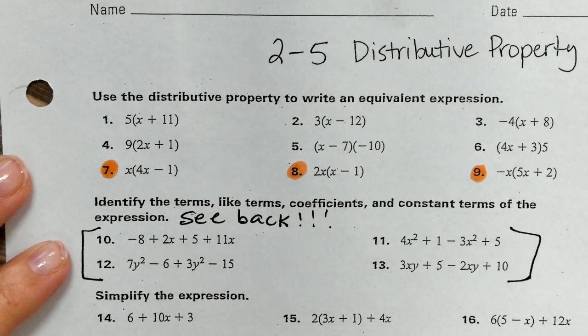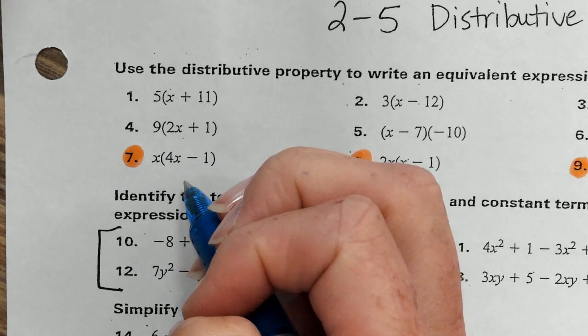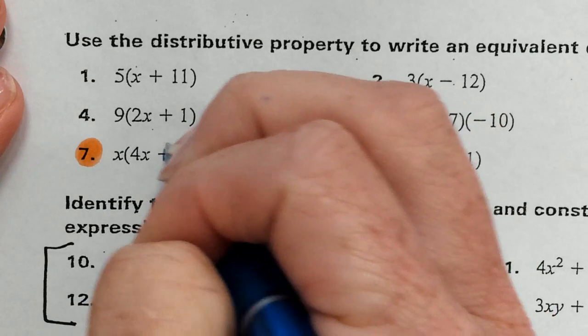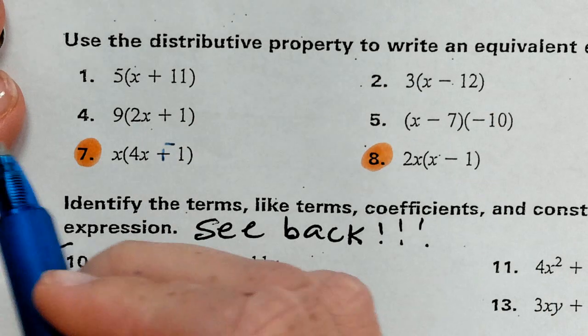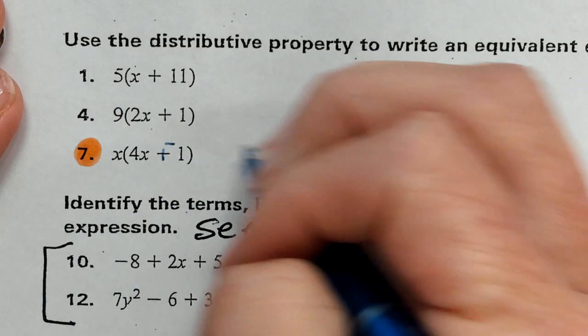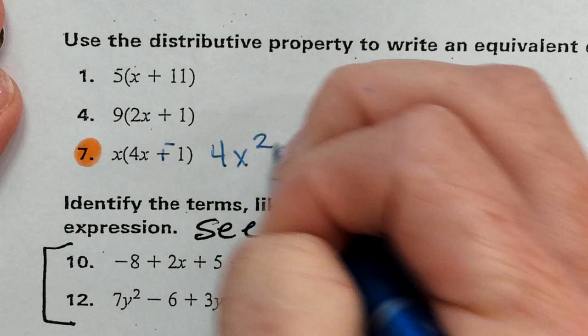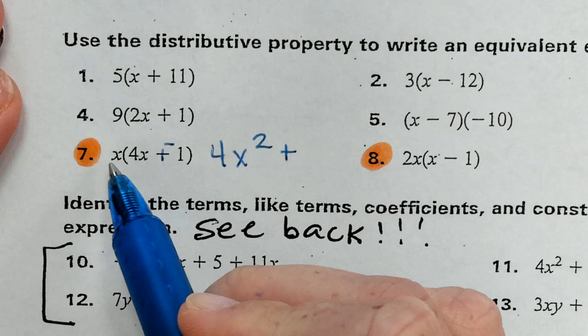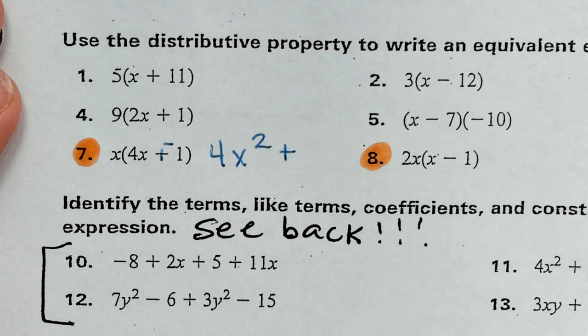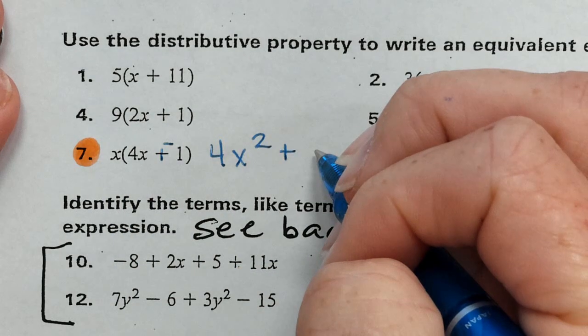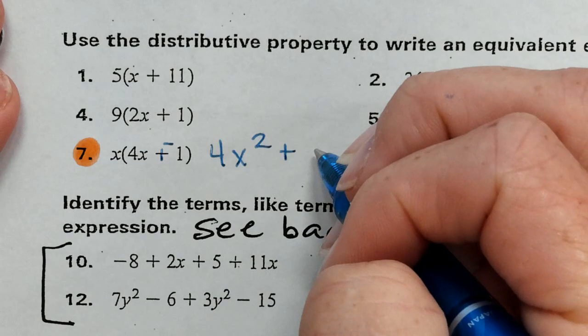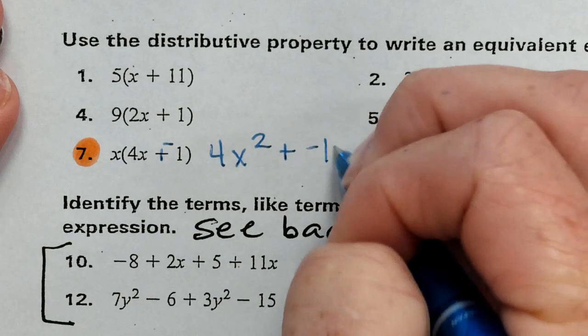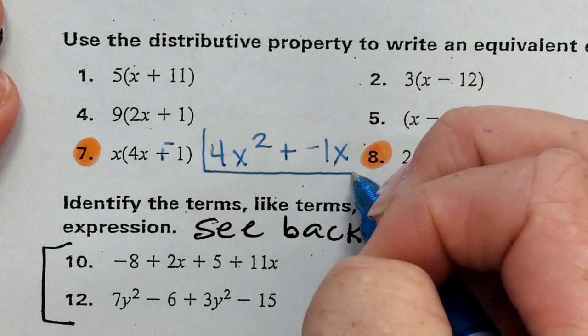Let's do number 7 together. The first thing I'm going to do is what, though? Change. What is x times 4x? 4x squared plus, what is x times negative 1? What's a positive times a negative? Negative 1x. And that's my answer.